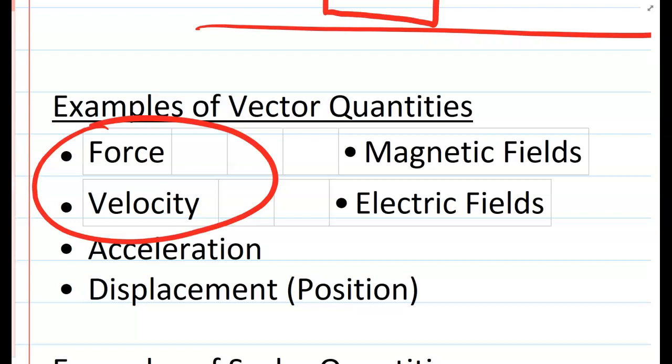Velocity is how fast you're going in a certain direction. You might want to write that down for yourself. Velocity is how fast you're going in a certain direction. Velocity is a vector quantity.